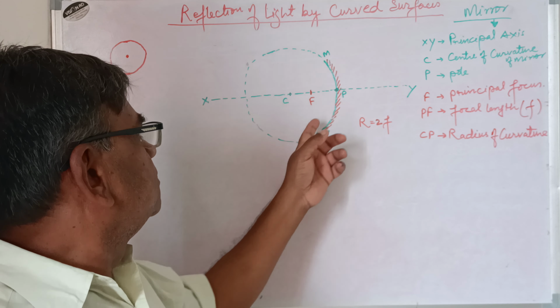When an object, what is an object? Anything which reflects the light falling upon it or produces its own light, any luminous object from where the light goes towards the concave mirror, and that light is reflected by it, and the image is formed. Where the rays meet, the image is formed, whether they actually meet or they seem to meet. So let us discuss the formation of image.